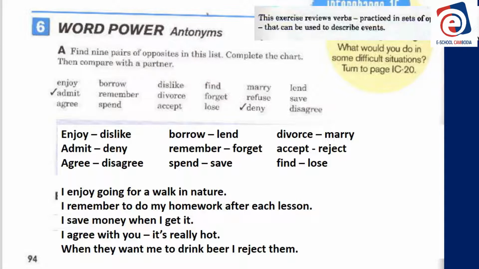And antonyms, we're learning about antonyms. An antonym is a word that has the opposite meaning of another word. A synonym is a word that has a similar meaning, and an antonym has the opposite meaning. So this exercise reviews verbs practiced in sets of opposites that can be used to describe events. And so these are verbs that we can use to describe events.